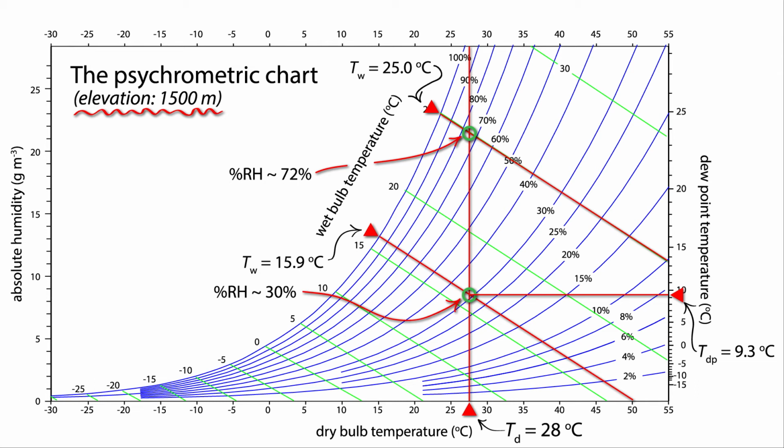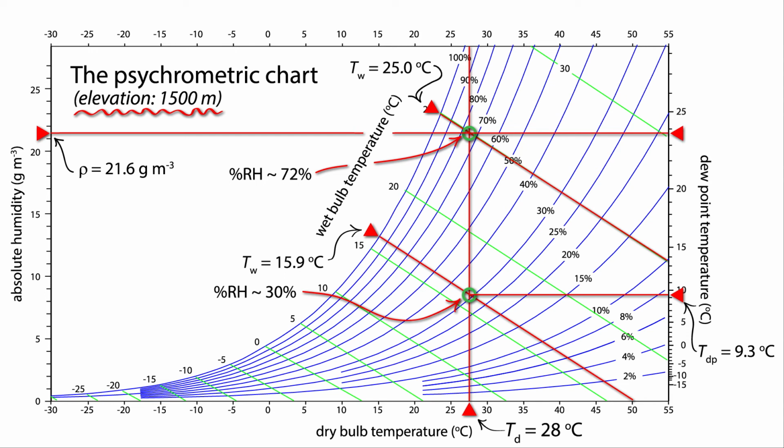Now, to obtain the quantity of water in a volume of air under these conditions, extend a line from the intersection to the left to the vapor density axis. This gives the water vapor density under these conditions as 21.6 grams of water vapor per cubic meter of air. Finally, extending a line horizontally to the right from the intersection to the dew point axis shows that the dew point is now higher, about 23.8 degrees. If we cooled ambient air of 72% relative humidity to this temperature, dew would form. This illustrates the behavior of the dew point temperature. The higher the relative humidity, the higher the dew point temperature will be.